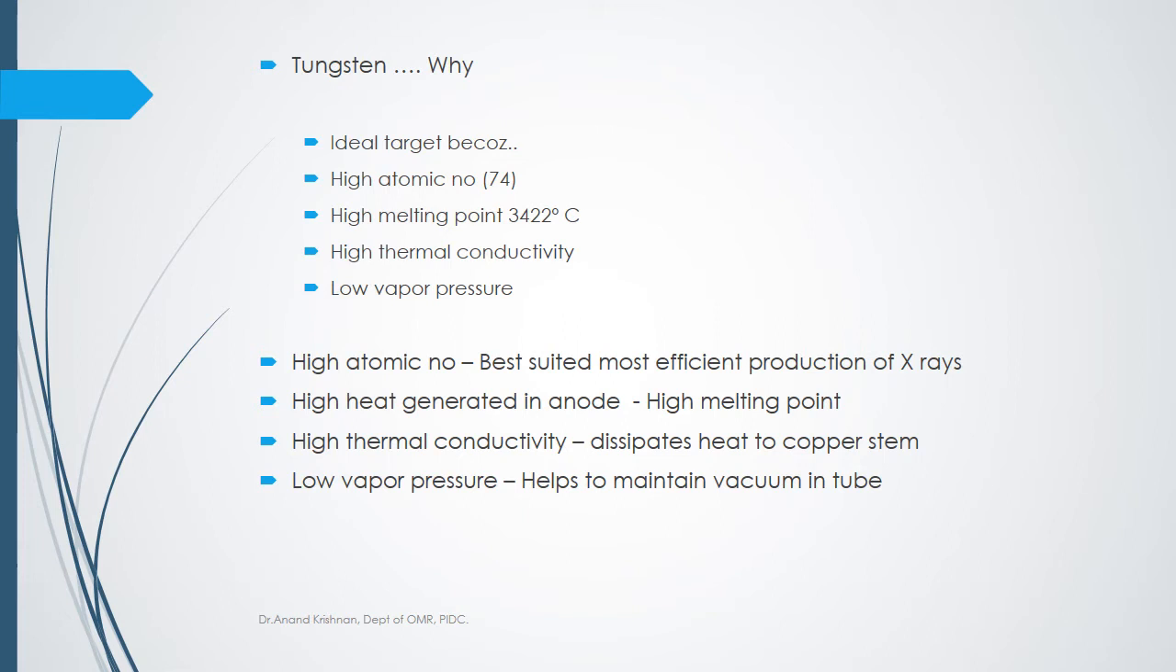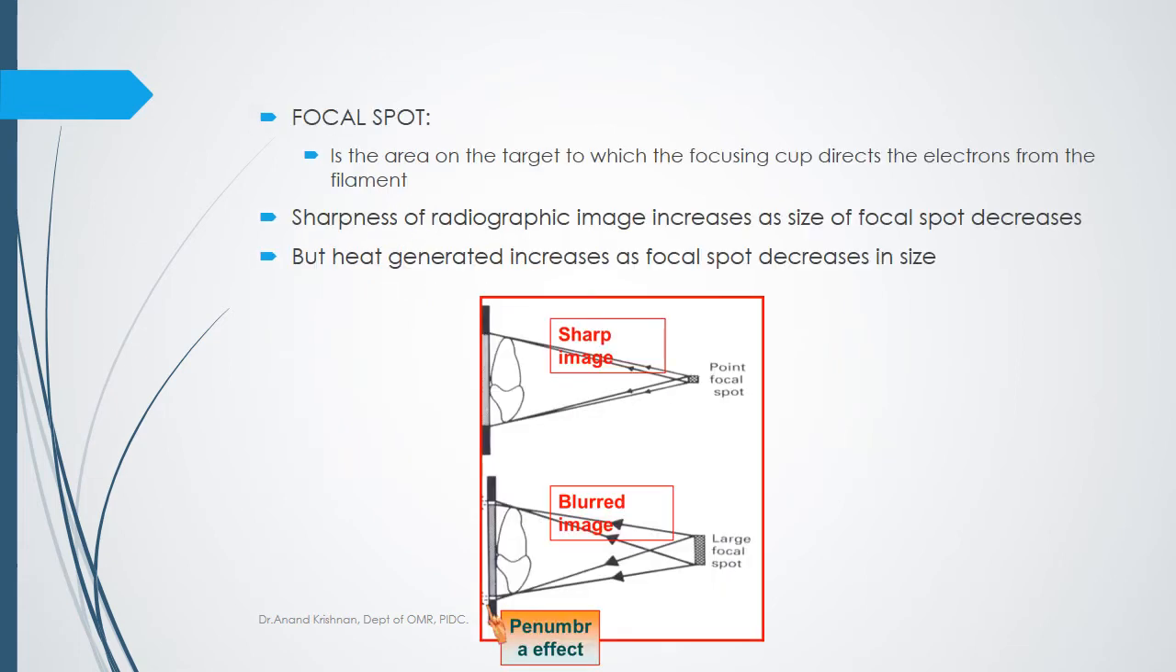So the high atomic number is best suited for the most efficient production of X-rays. The high heat generated in the anode is relevant to the high melting point, and high thermal conductivity dissipates the heat to the copper stem, and low vapor pressure helps to maintain the vacuum.